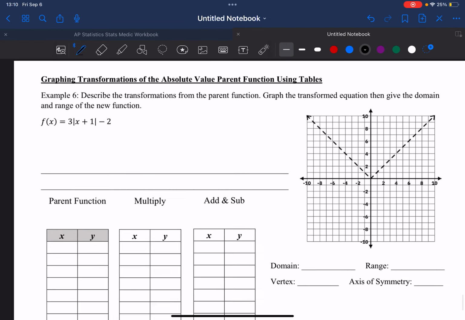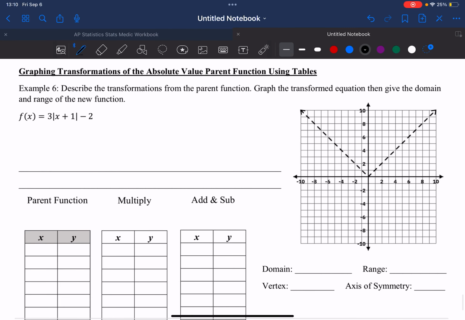Okay, now let's look at number 6. Number 6 says, describe the transformation from the parent function and then graph the new one. So first we are labeling our A, B, C, and D. So A is 3, B, there's no B. C, opposite, so negative 1, and D is negative 2.